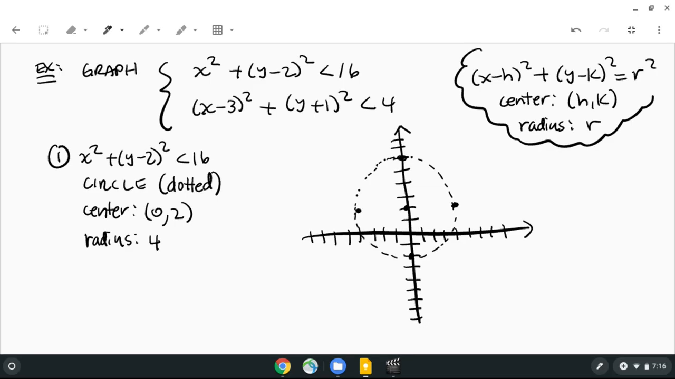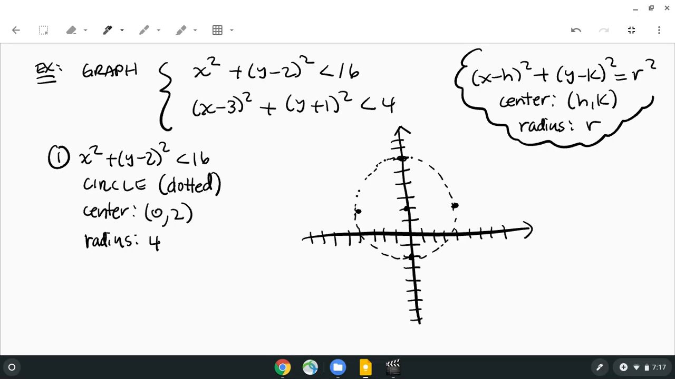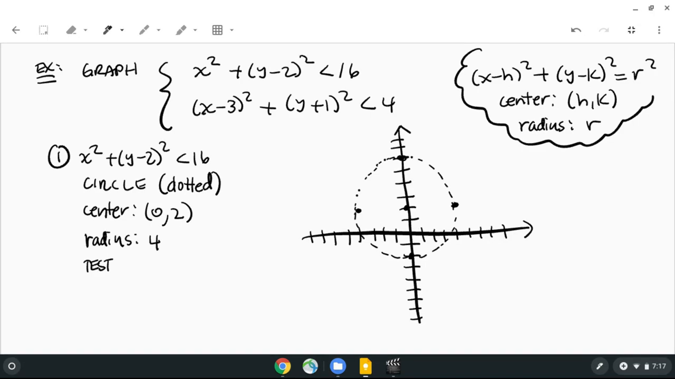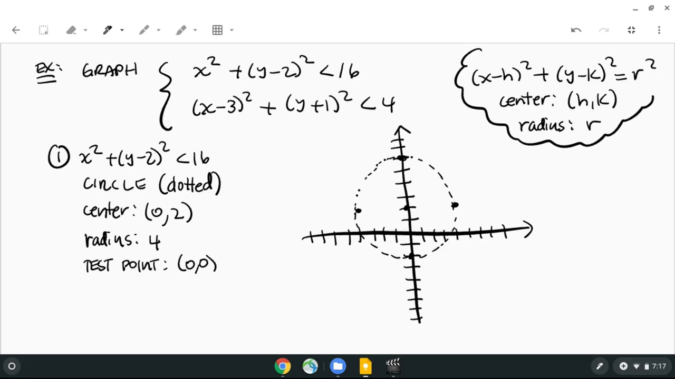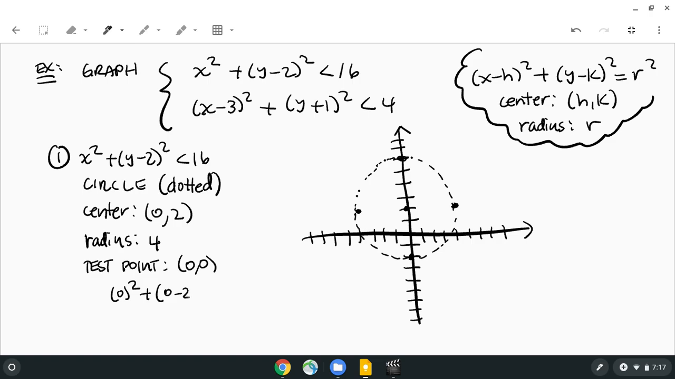All right, so we have this dotted circle. We need a test point. So I will use (0, 0). Yeah, (0, 0) is not anywhere close to the circle, so I'll use that one. So plugging it into the inequality there, let's see if I get true or false.